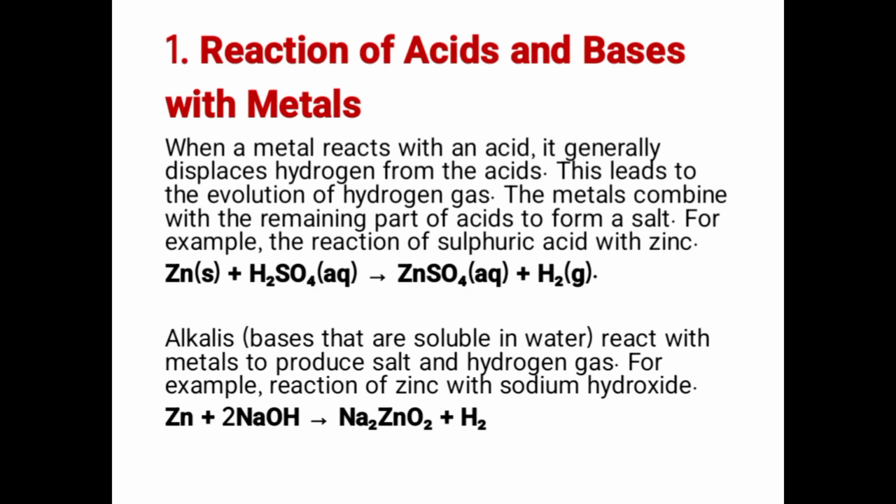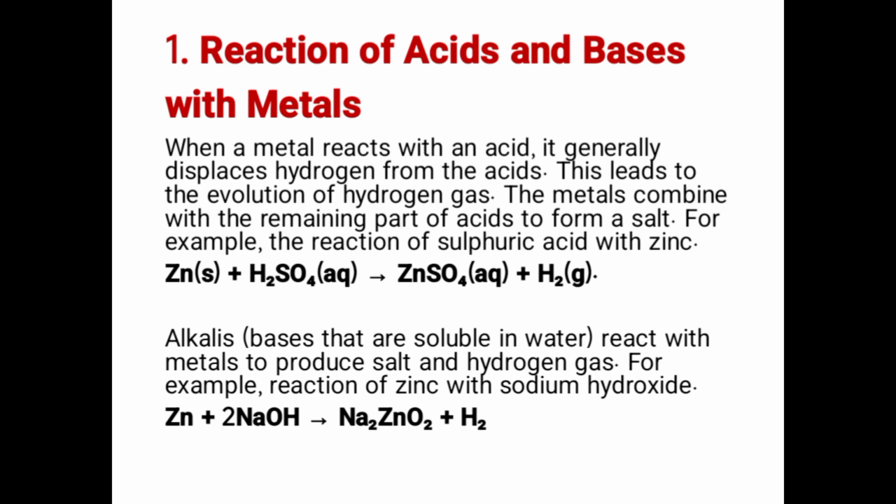So let's look at the chemical properties of both acids and bases. Both acids and bases will react with metals. When an acid reacts with a metal, it usually displaces hydrogen from the acid. This leads to evolution of hydrogen gas. So the metal will combine with the remaining part of the acid to form a salt.